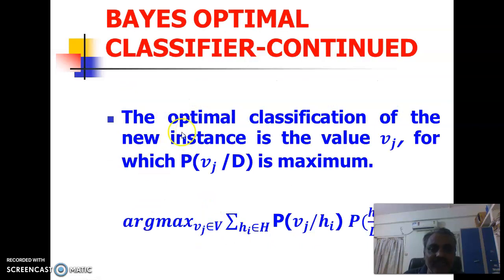Now what is the optimal classification? The optimal classification of the new instance is the value Vj for which P of Vj given D is maximum. That is argmax over Vj, an element of capital V, of the sum of P of Vj given Hi into P of Hi given D. The sum is to be carried out over the capital H space.